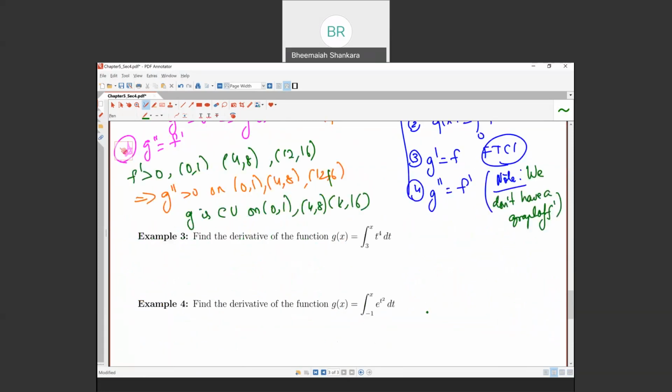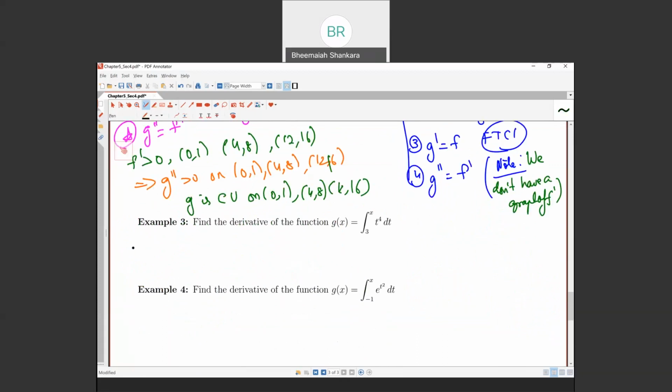The next example, find the derivative of the function g(x) equals the integral from 3 to 4 of t to the 4 dt. In the very first step, you write what you are evaluating. g(x) equals the integral from 3 to 4 of t to the 4 dt. You are asked to find the derivative of the function g. So as soon as you differentiate this function g, all you get is g prime. So write g prime, and you want to differentiate this side also, the integration symbol.